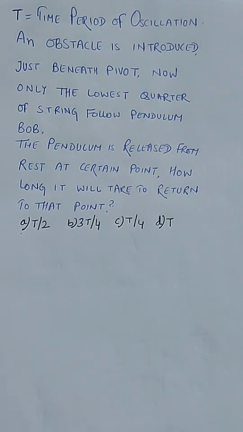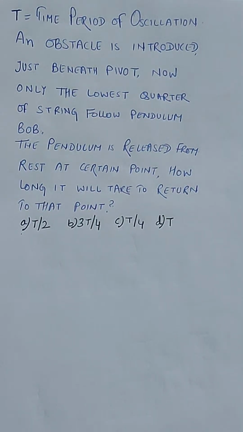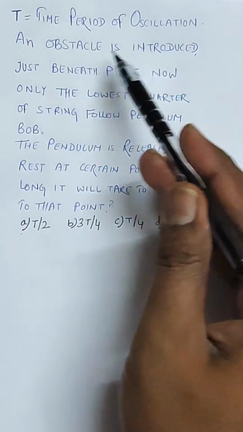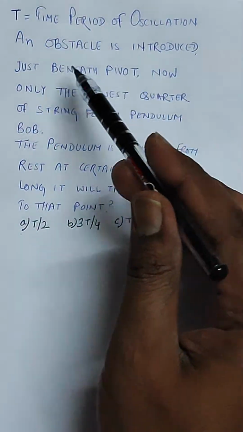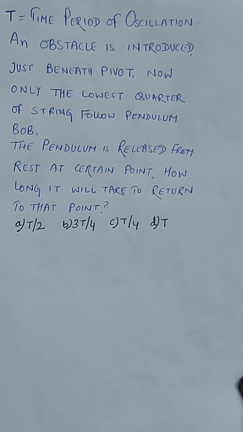Which is moving. Okay, the question is like this. That means if T is the time period of oscillation for a pendulum, then what is the concept of oscillation?